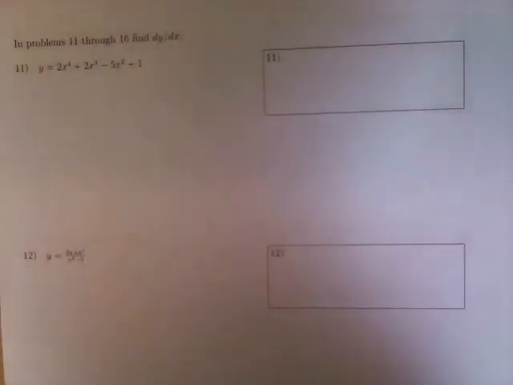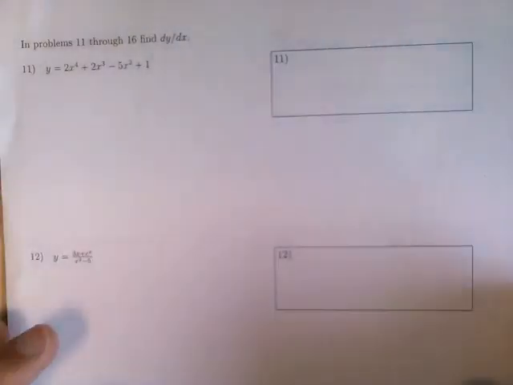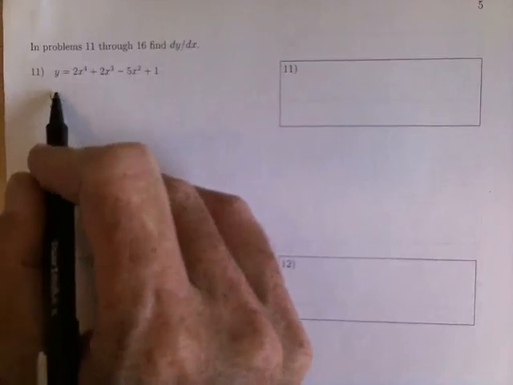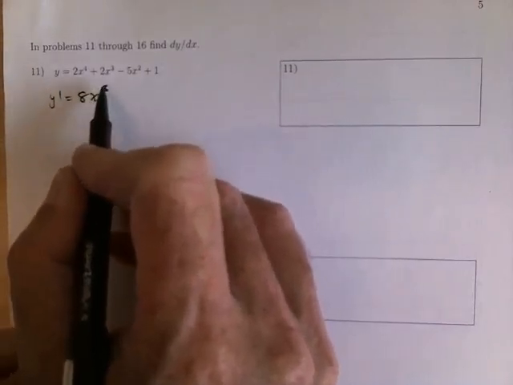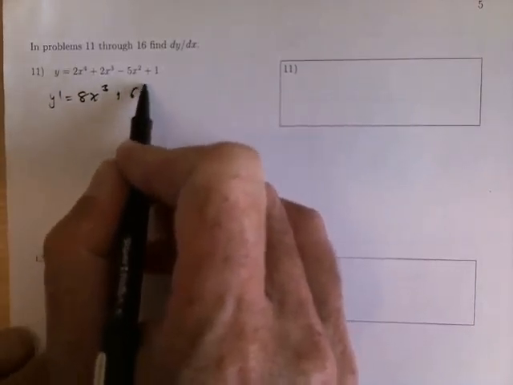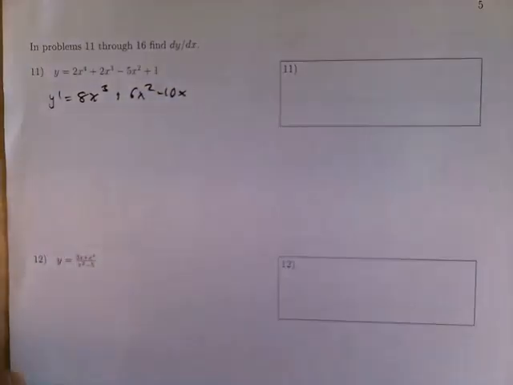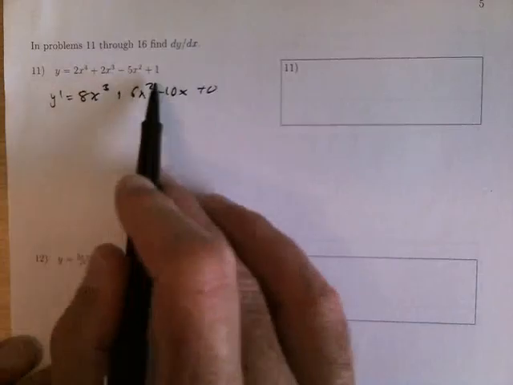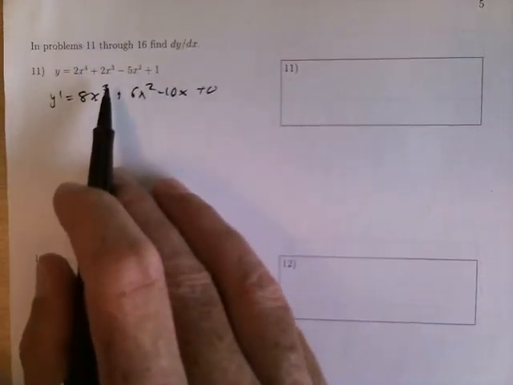That's 10. Number 11. Okay, just take the derivative. This one most people did just fine. This is a polynomial, right? So y prime is 8x cubed plus 6x squared minus 10x, plus 0. If there was something you got wrong within that, then explain to me what went wrong.